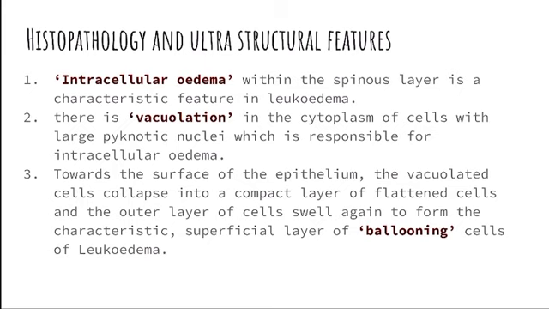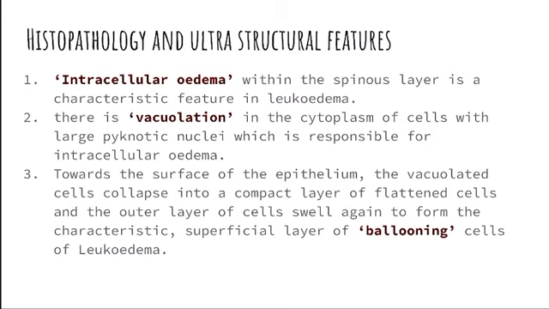Now histopathology and ultrastructural features. So as I told you, intracellular edema within the spinous layer is a characteristic feature in leukoedema. So there is intracellular edema in the spinous layer of the epithelium that is responsible for leukoedema. So why does this edema occur? It occurs due to the vacuolation in the cytoplasm of the cells. They have large pycnotic nuclei. So the cytoplasm of the cells with vacuolation and large pycnotic nuclei are responsible for the intracellular edema.